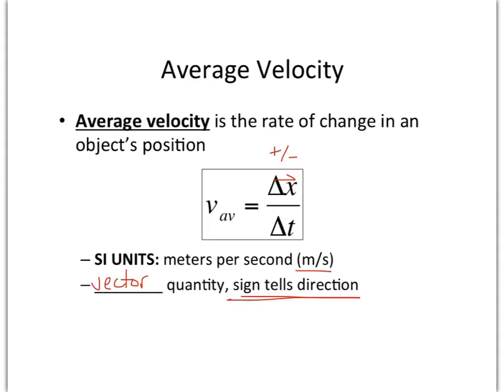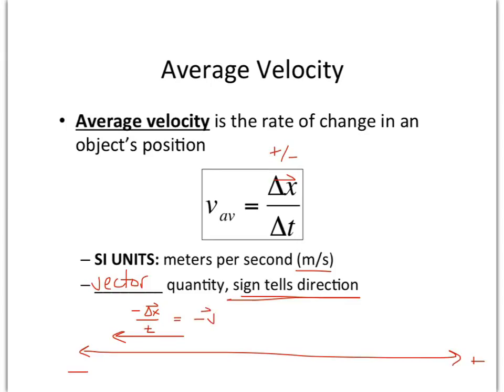So if we consider this to be the positive direction, and this to be the negative direction right here, if you are going some distance, so negative delta x, negative displacement in a certain amount of time, we would call that a negative velocity. Okay, now I keep writing those arrows over the v and over the delta x right there because those are vector quantities, and vectors are what enable us to have a positive or negative sign in front of it. Okay?